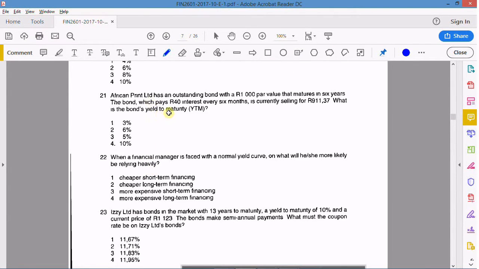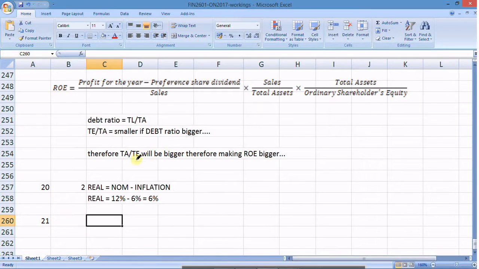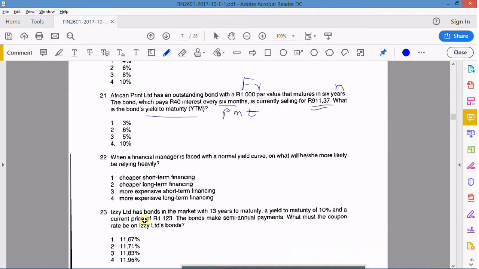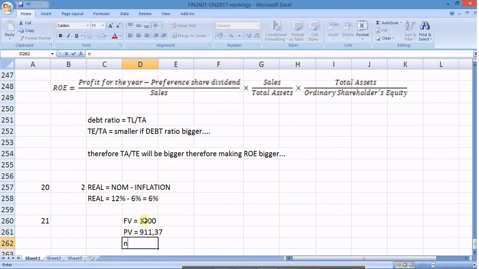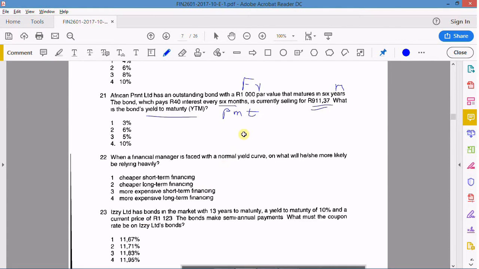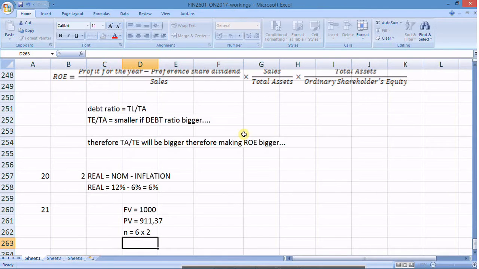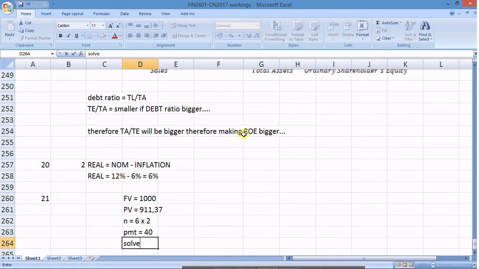Right. A has an outstanding bond, okay, FV, matures in 6 years, N, which pays interest every 6 months. That's half yearly. So that's payment. Is currently selling for that. What is the bond's yield to maturity, which is your I? Okay, so we're just literally putting in values. FV is 1,000. PV is 911.37. Yes. N is 6 years. N is 6 times 2. Yeah. 6 times 2. PMT is 40. Right. Solve for I.